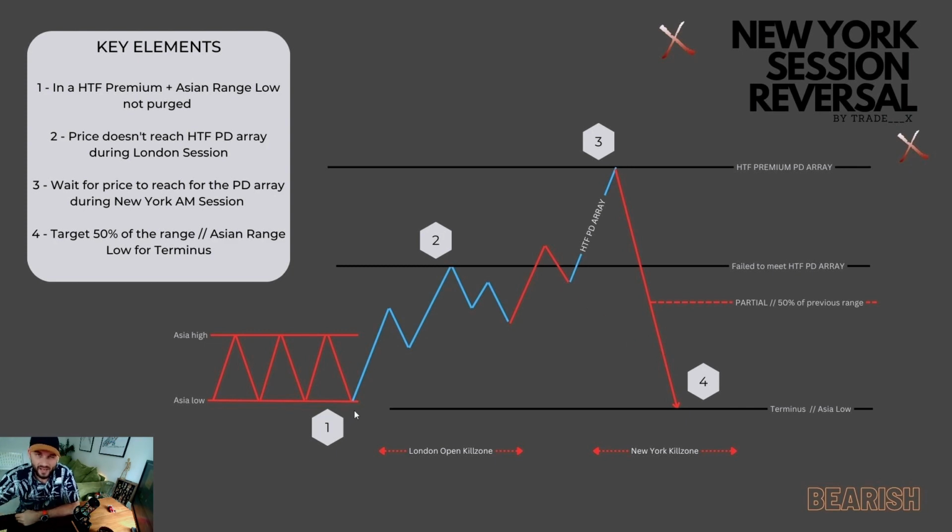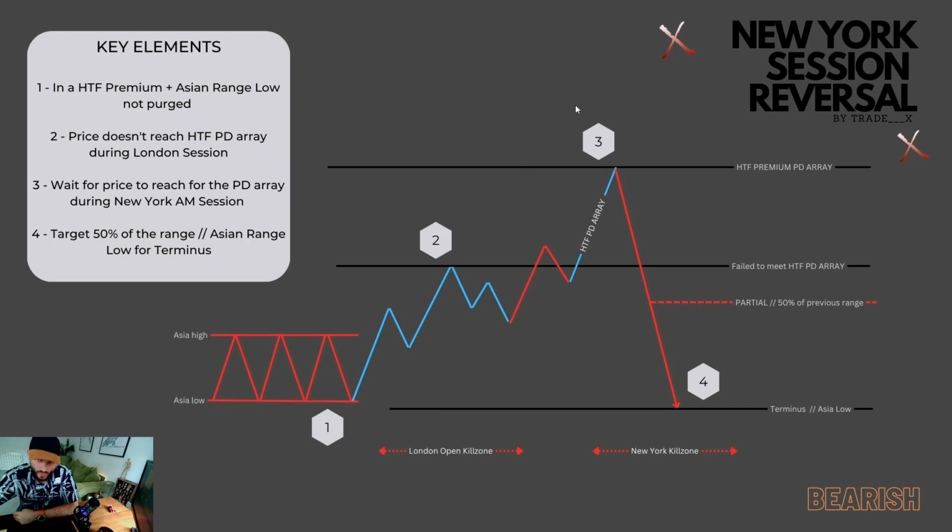Okay, London, we go up into the OTE, but fail to reach this premium array on a higher time frame. It falls back into an OTE. And then during the New York open kill zone, we are looking for price to expand higher into this higher time frame PD array. Now, this can happen on the news driver at 8:30, or it can happen just gradually as we lead up into and before the 9:30 open, which is predominantly when I like to take this entry.